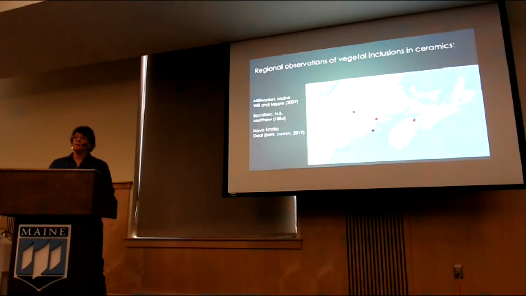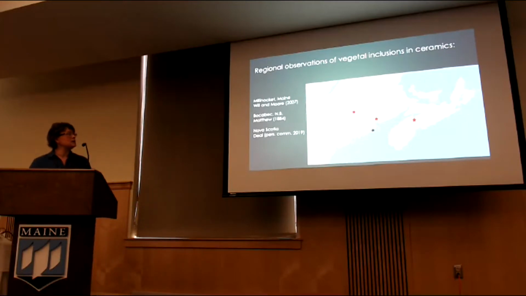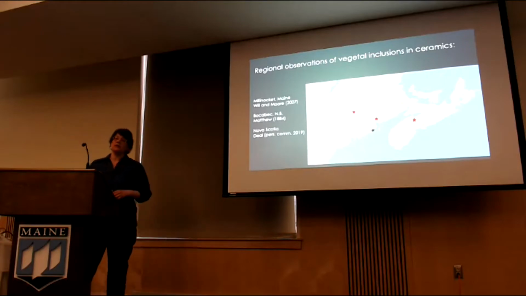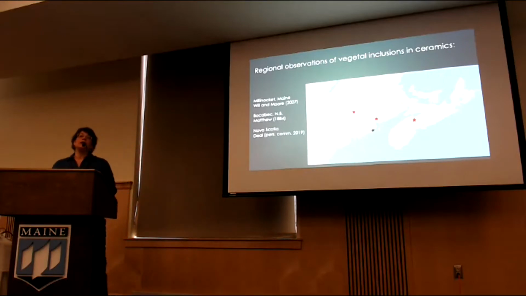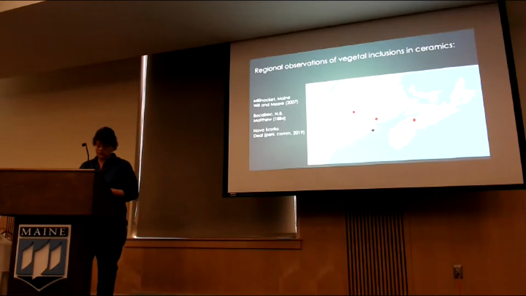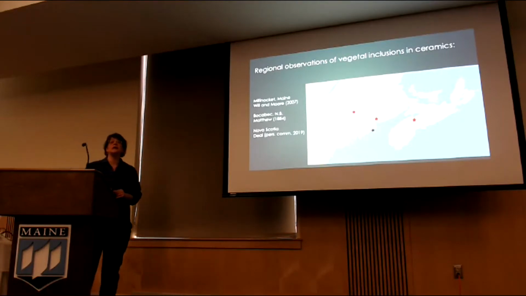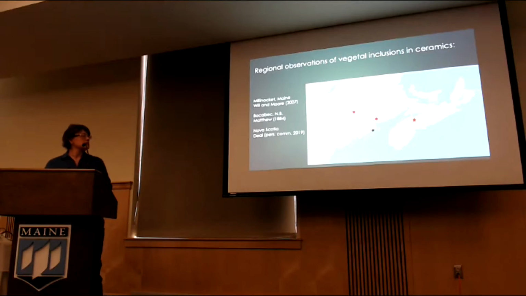We do also have some references to plant-based or vegetal temper in Maine. In 2007, Will and Moore noted some grass-like imprints in ceramics from Millinocket Lake. In 1884, an archaeologist by the name of Matthew noted a conifer needle imprint in ceramics at Boquebec, New Brunswick. And I recently talked to Michael Deal out of Memorial University, and he recalls seeing a conifer needle in ceramics from Nova Scotia, although he couldn't tell me where exactly in Nova Scotia it was.